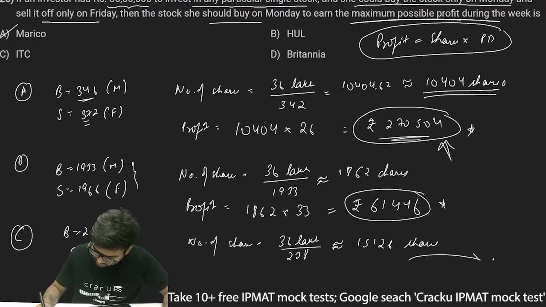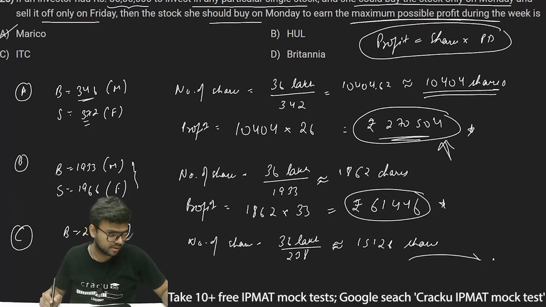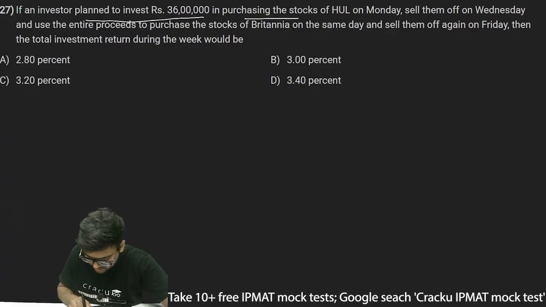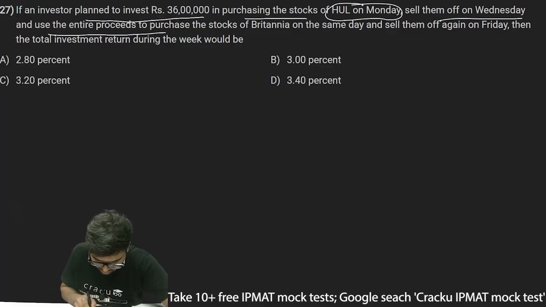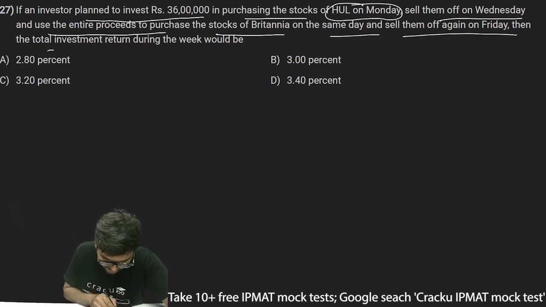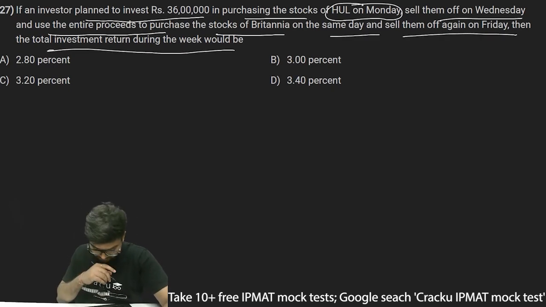For Marico, the profit will be maximum, which is 270504 rupees. The next question is given: if an investor planned to invest rupees 36 lakh in purchasing the stocks of HUL on Monday, sell them off on Wednesday, and use the entire proceeds to purchase the stocks of Britannia on the same day and sell them off again on Friday, then the total investment return during the week would be.